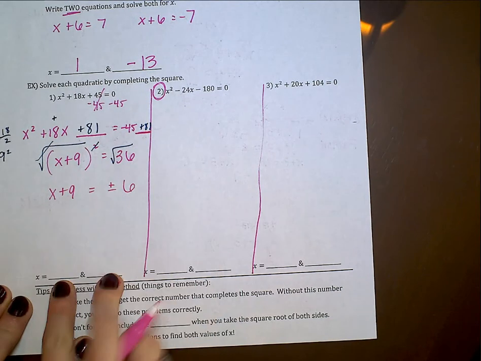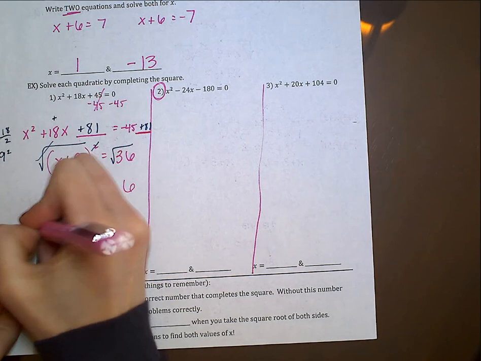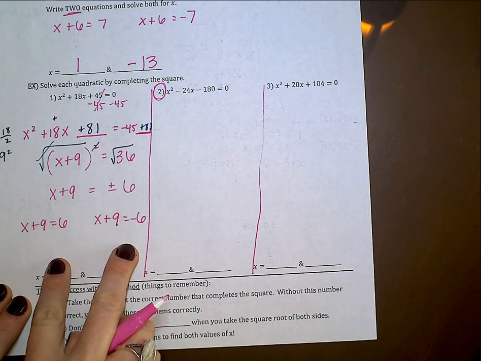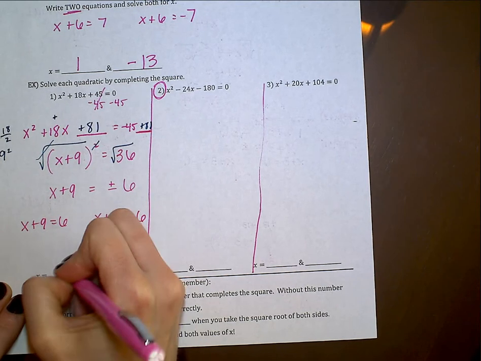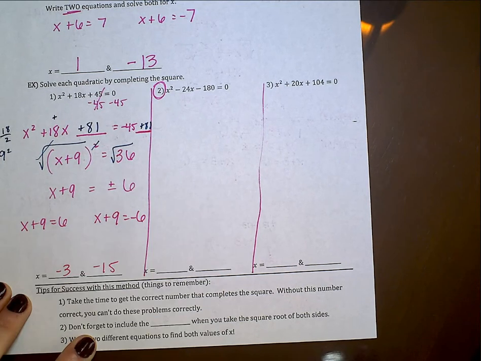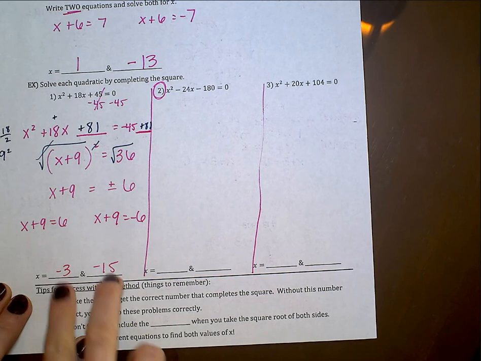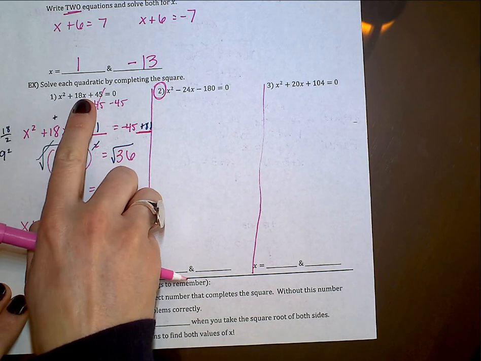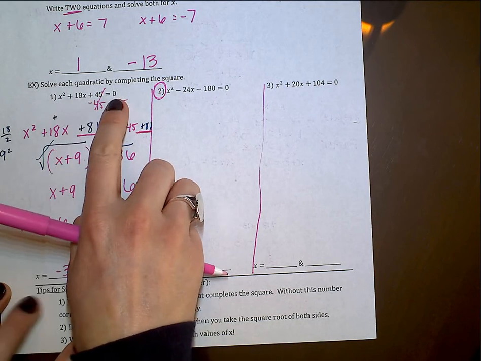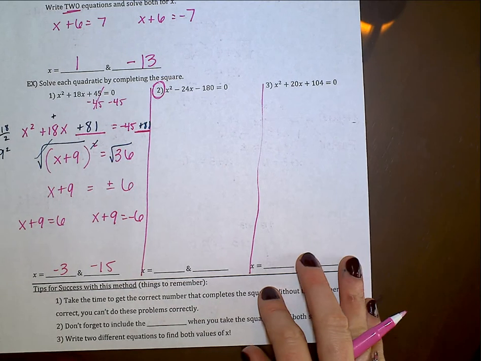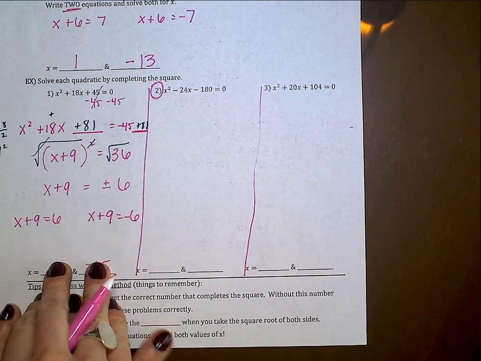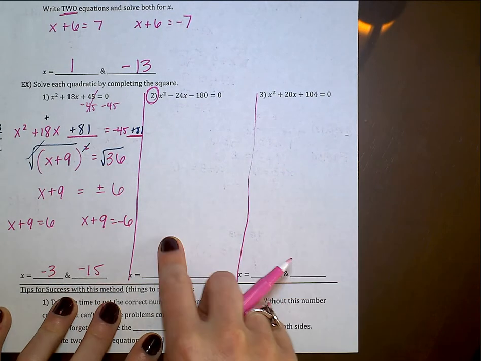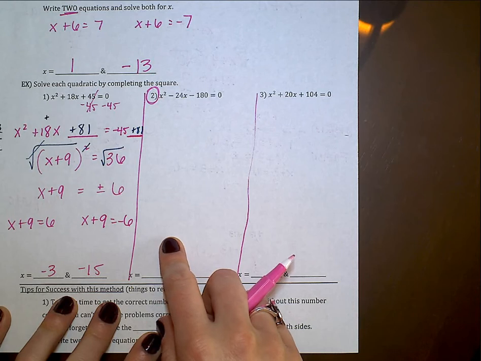There's two answers, so I'm going to write two equations. And then I solve both of these, and one answer would be negative 3, and one would be negative 15. Keep in mind that you could check these. You could plug these numbers in one at a time into the problem for x, and it should equal 0. I'm not going to take your time showing you how to do that, so just trust me, these are correct. I want you to try 2, maybe watch me do 3 here real quick first before you go back and brave 1 on your own.